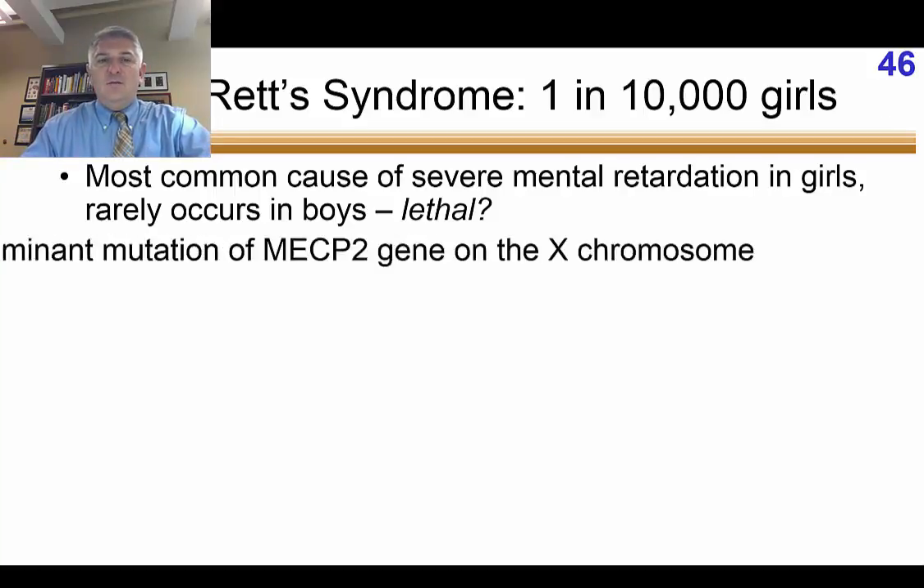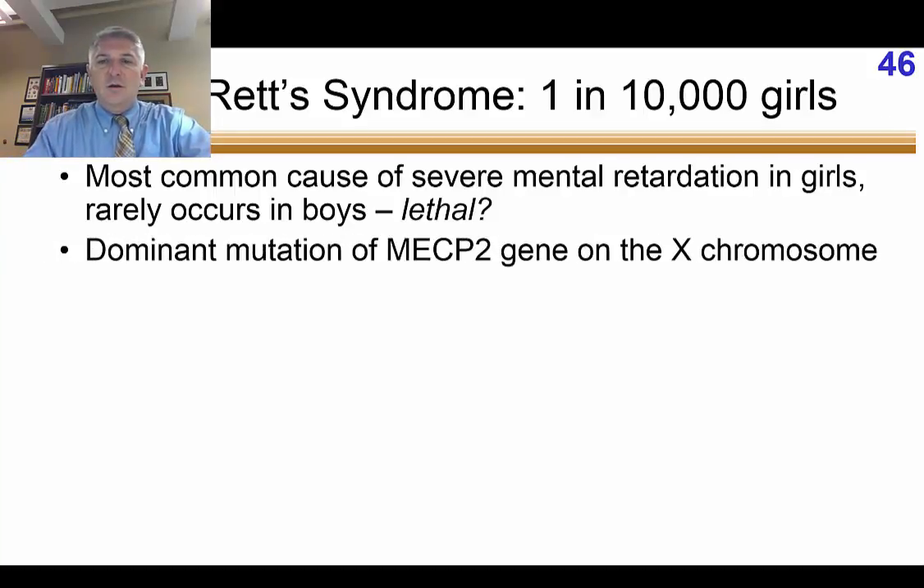And the reason is because it's a dominant mutation on the X chromosome, and boys only have one X chromosome. They have an X and a Y. So if they have this dominant mutation, it's much more powerful in boys than in girls, where they have a second chromosome that may not have that dominant mutation on it. So they essentially have one broken and one normal chromosome. And so it doesn't kill the girls, but it does produce this severe mental retardation.